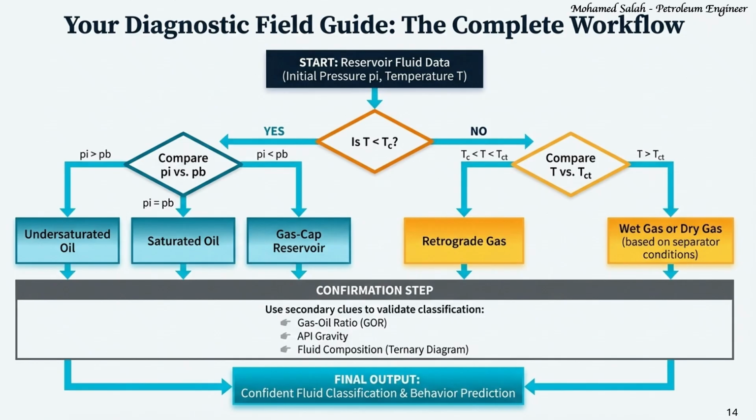After the initial classification, a confirmation step is vital, using secondary clues like gas-oil ratio, API gravity, and the fluid's compositional ternary diagram. The final output is a confident fluid classification and behavior prediction, which is the essential foundation for all reservoir simulation and development planning.